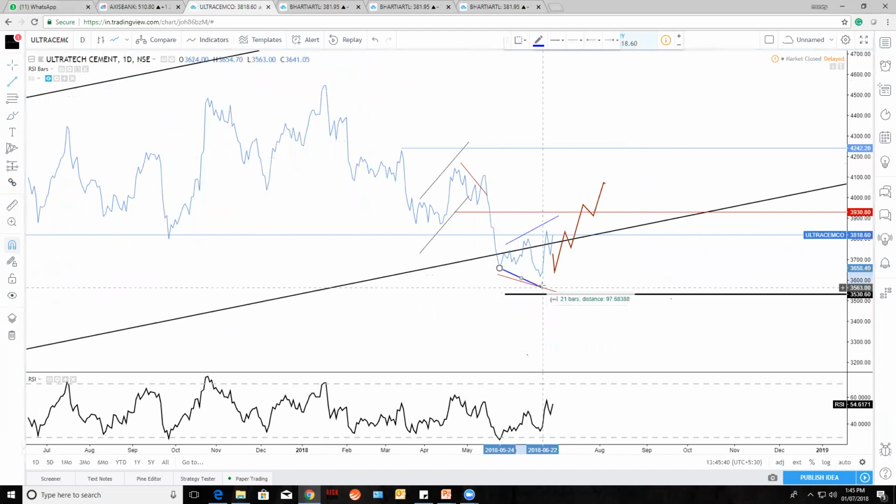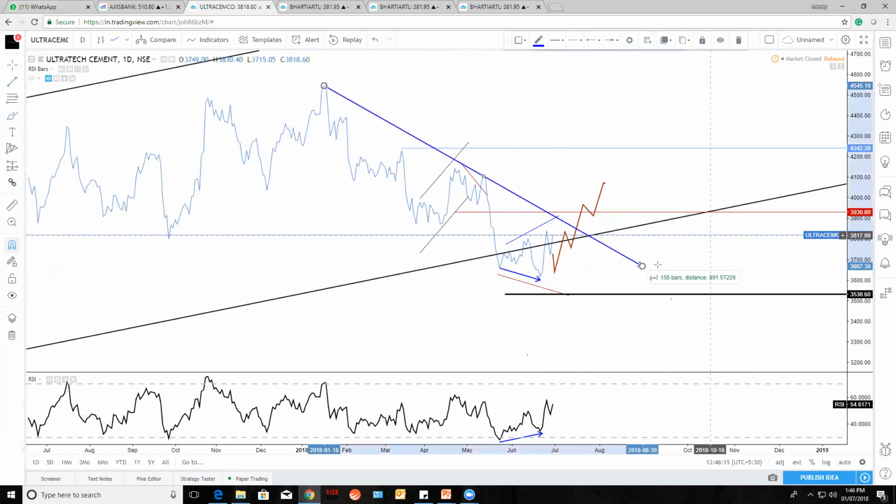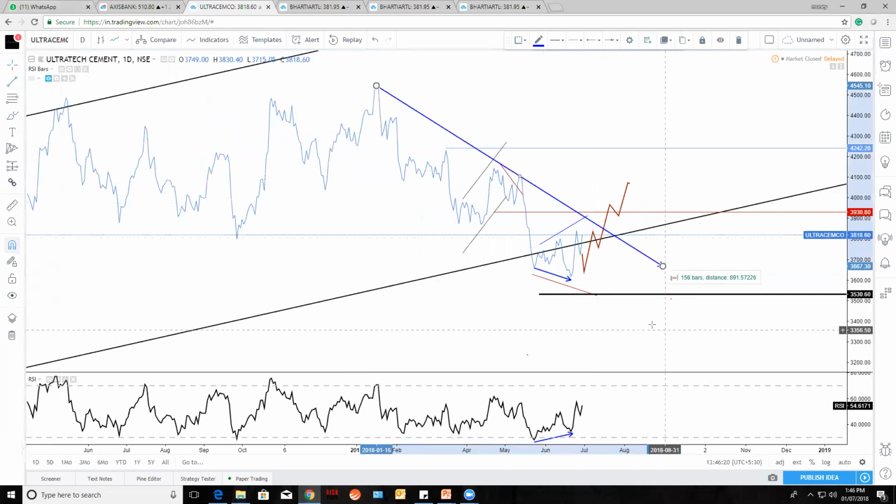The price is making a lower low, right? See the RSI, it's making a higher high. Getting my point? Or a higher low. It is a low and it's a higher low, and it's a high and it's a higher high. Here the price is going lower, but the RSI is making higher lows. So it indicates there is a possibility of a reversal. And it will confirm that Ultratech will go up whenever it crosses this trend line. So I'm waiting for this trend line to break. After that, it will move upside.